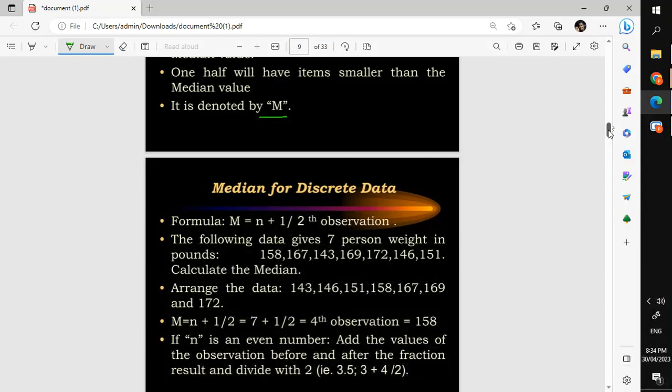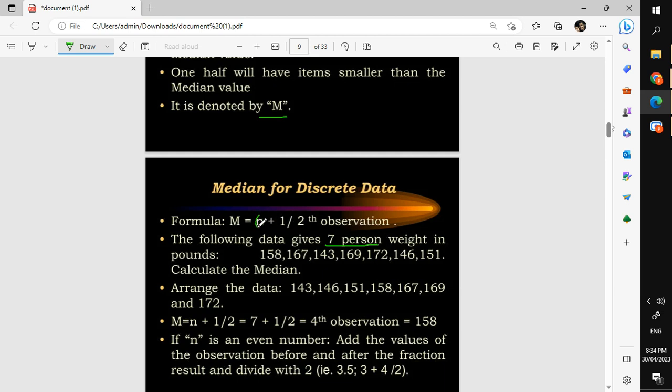Okay, for example, you have in there the data 158, 167, 143, 169, and so on. So this is the weight of the person in pounds. Now to get the median, you have there the formula. This might confuse you.